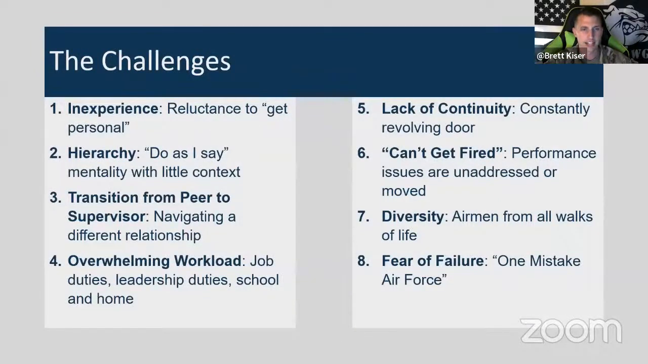We're able to categorize their data and put it into these 8 different categories. You look at number 7, diversity, airmen from all walks of life. A lot of them expressed that they don't have the skills to connect with someone they don't think that they have anything in common with. And so even though they want to, they just don't know how.